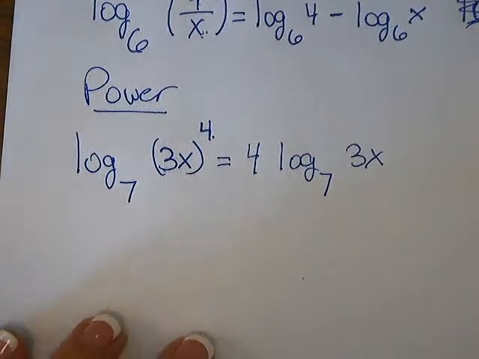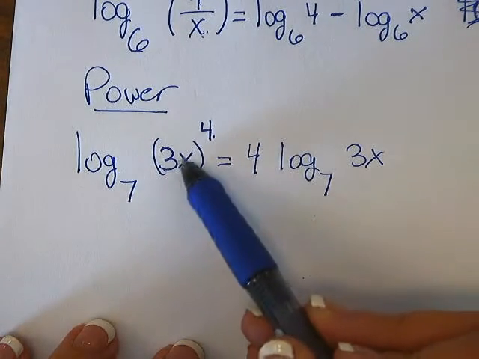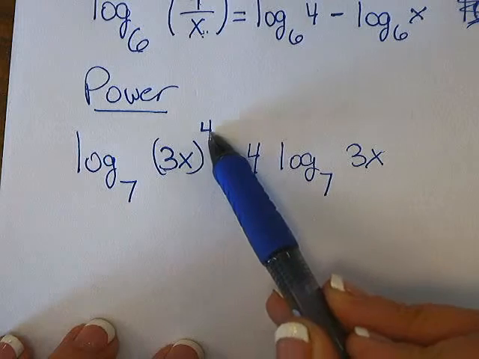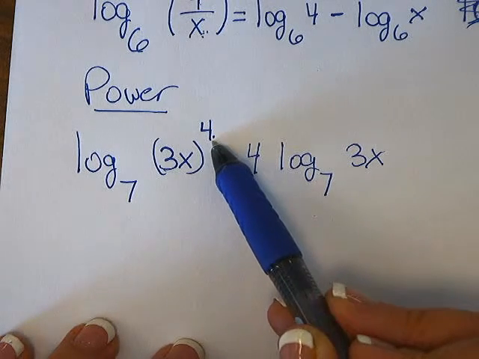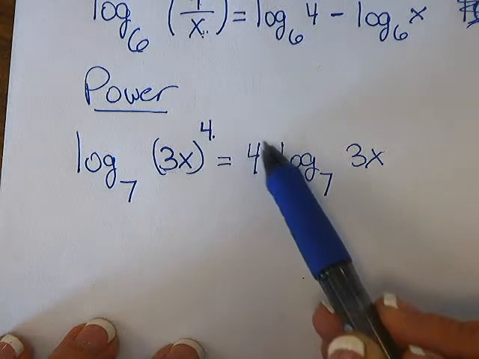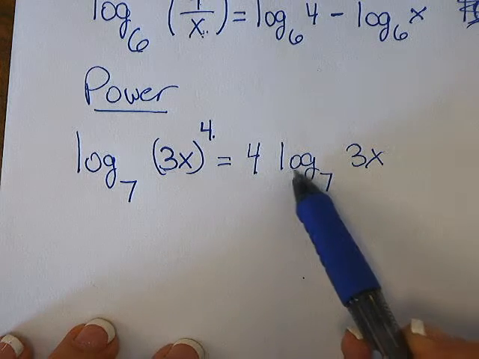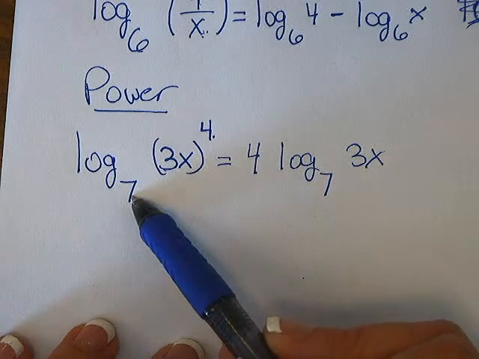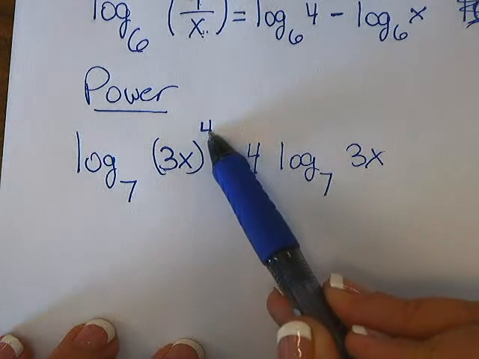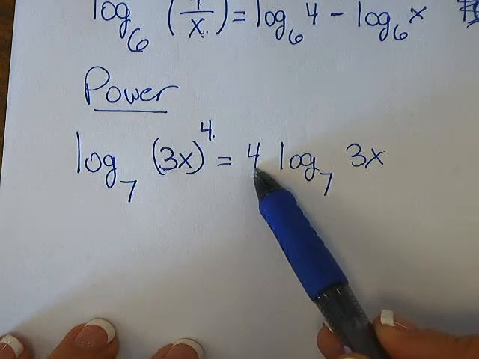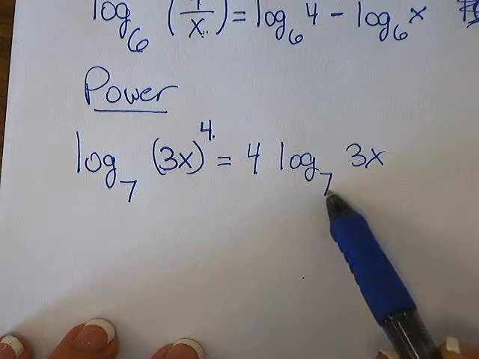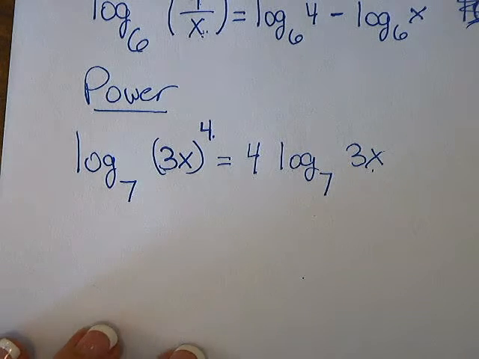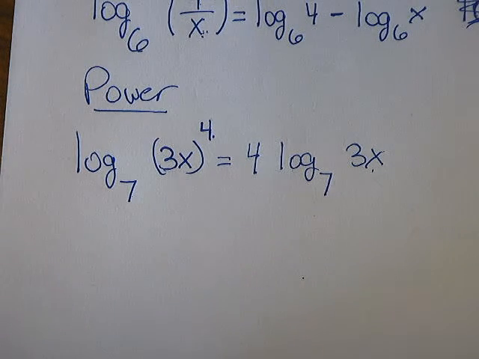And our final property was our power property. It says if you have a log with an exponent in the value, you can take that exponent and move it to the front and then write the whole log. So the log base 7 of 3x to the 4th becomes 4 times log base 7 of 3x. And we can use these properties to help us solve equations, which is our next video.